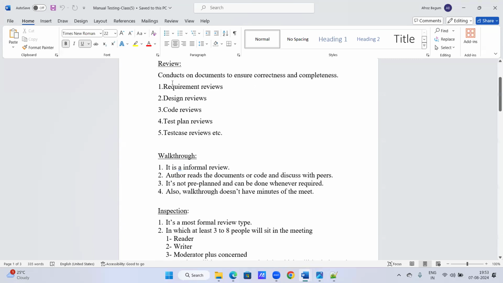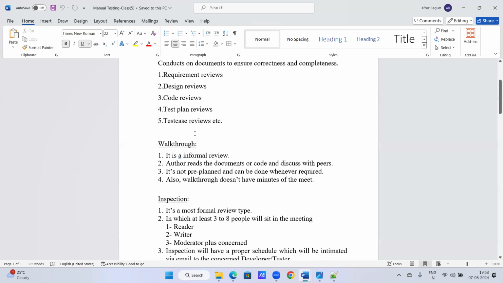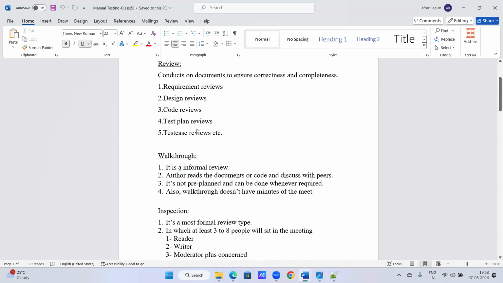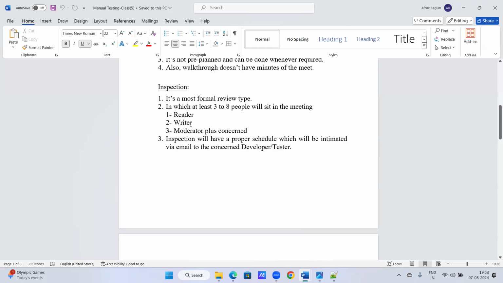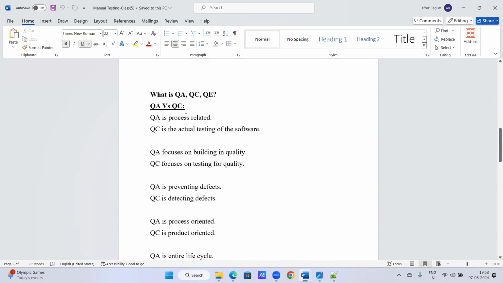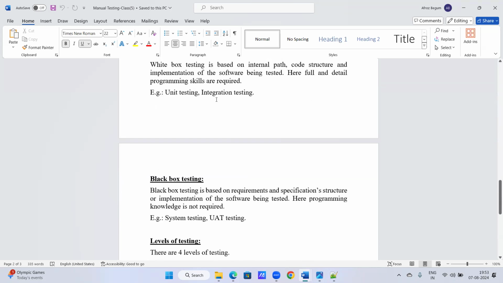Review means there are a number of review types: requirement review, design review, code review, test plan review, test case review. There are a number of reviews that we are going to discuss. In walkthrough, what is the main point that we consider? Walkthrough and inspection we will also discuss, and later we will discuss what QA, QC, and QE are: quality assurance, quality control, quality engineer. That will also be discussed in detail.